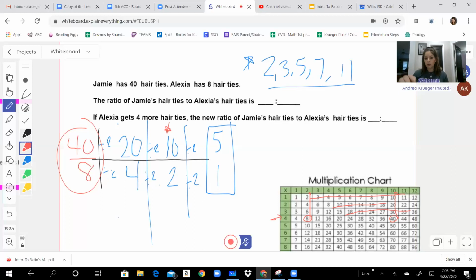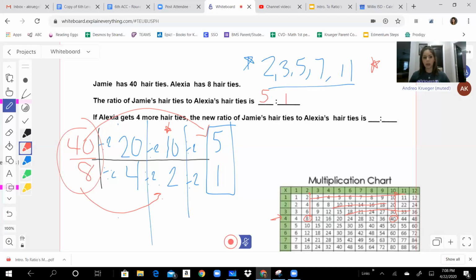But you can see, even when we use the multiplication chart, sometimes that doesn't get us to our lowest ratio. So that is why this prime number list comes in handy, and that can help us get all the way to the finish line from here to here. You could have gone from here to here using the multiplication chart, but you still need to always check, can it be reduced? So the ratio of 40 hair ties to 8 hair ties reduces down to 5 to 1.